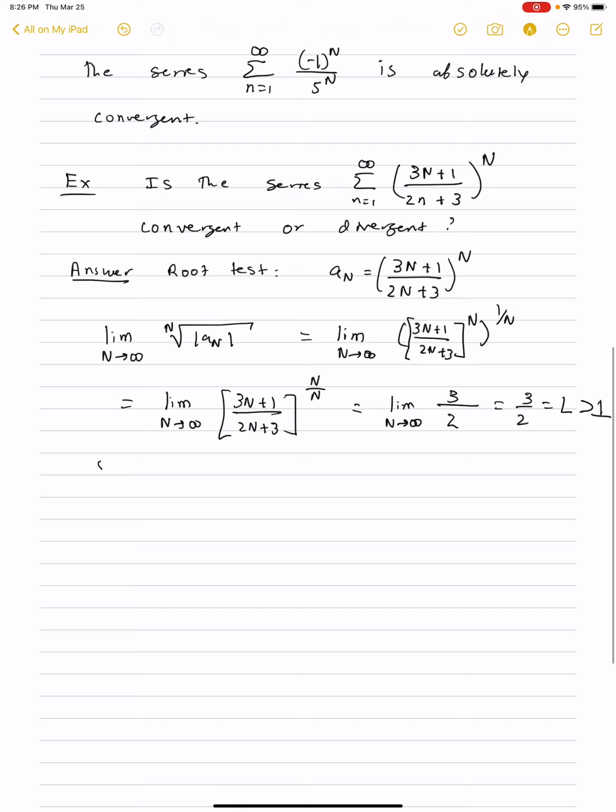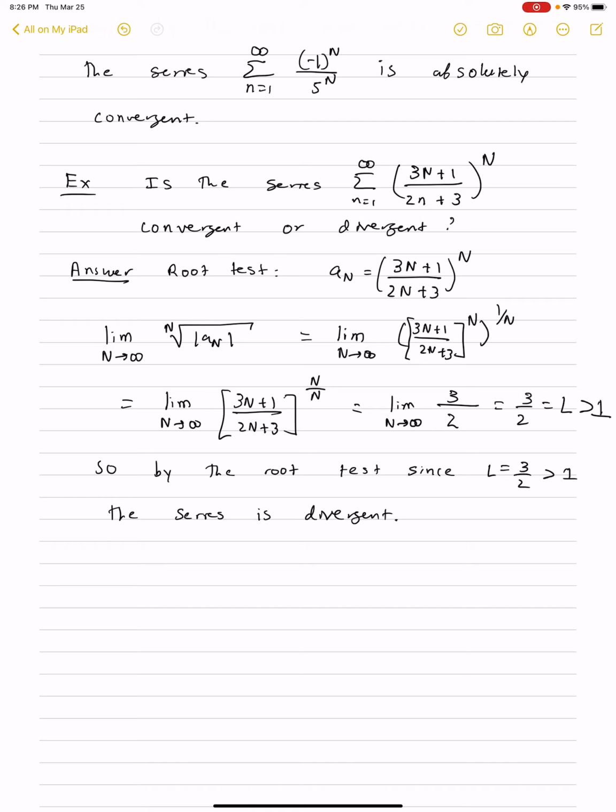So by the root test, since L is 3/2, and that's bigger than 1, the series is divergent.